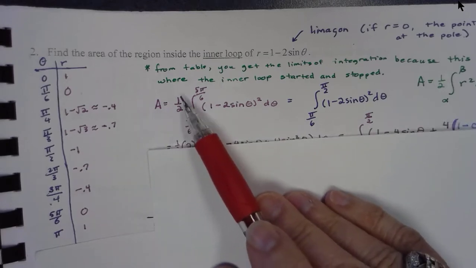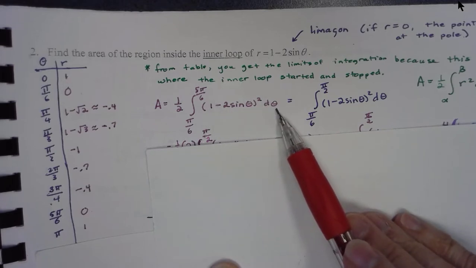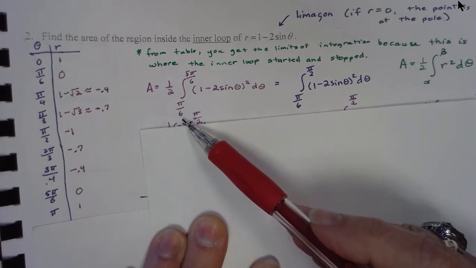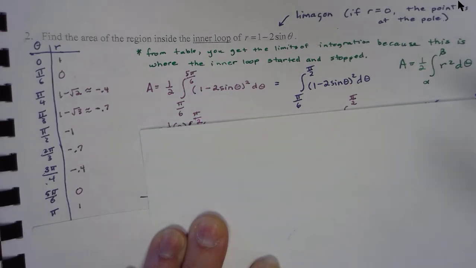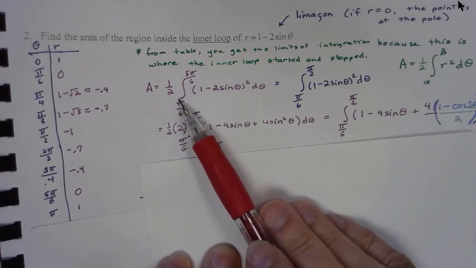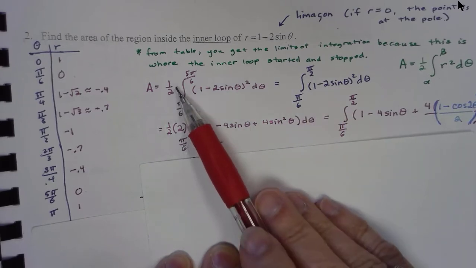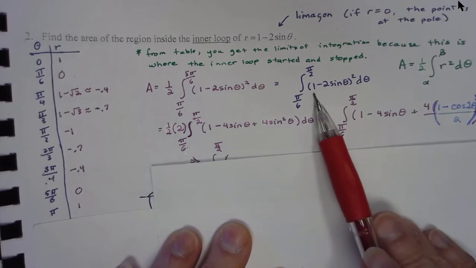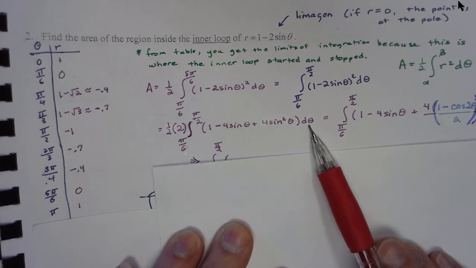So my area is 1/2 integral from alpha to beta of r squared d theta. Okay, that's our formula. From pi over 6 to pi over 2 and pi over 2 to 5 pi over 6 is the same distance in my path. So I'm going to double pi over 6 to pi over 2, and when I double that, the 1/2 goes away. Also, what I can see is that 1 minus 2 sine theta, squared, is going to multiply out to this.